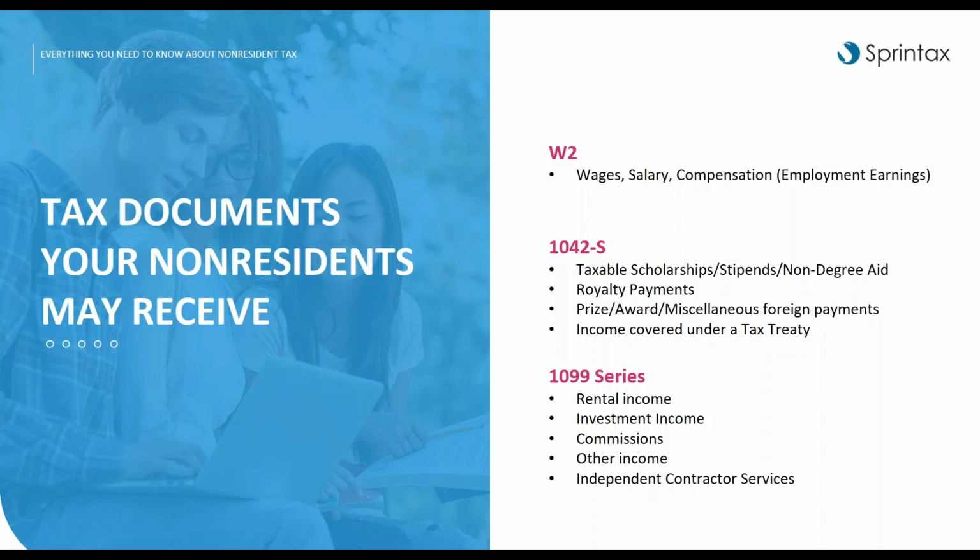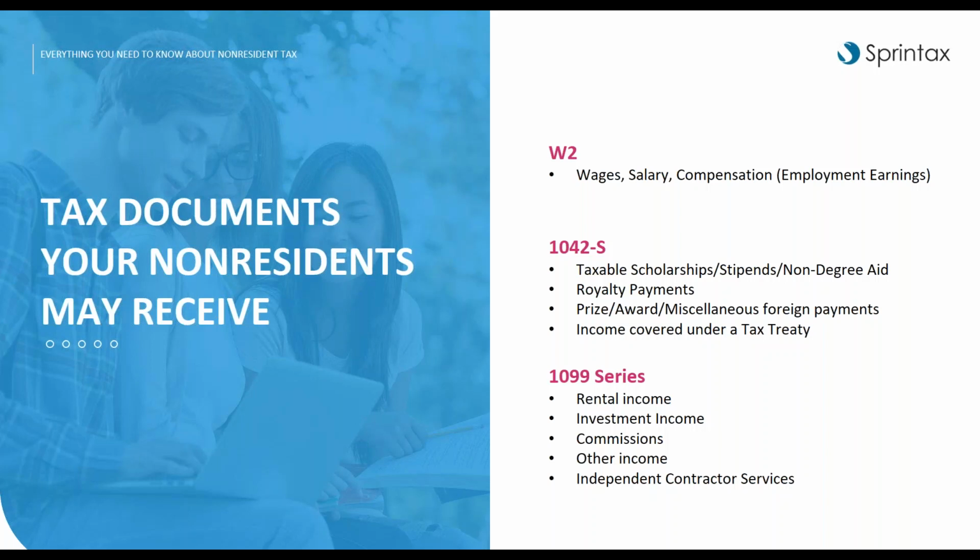Royalty payments, prizes and awards, or miscellaneous foreign payments. Again, if any of that was issued to you, generally it's issued on a 1042-S. And the last point on the 1042-S is income covered under a tax treaty. So generally any income that's covered under a tax treaty will always be reported on a 1042-S. And again, you'll include that on your non-resident tax return just to let the IRS know that you've used this tax treaty.